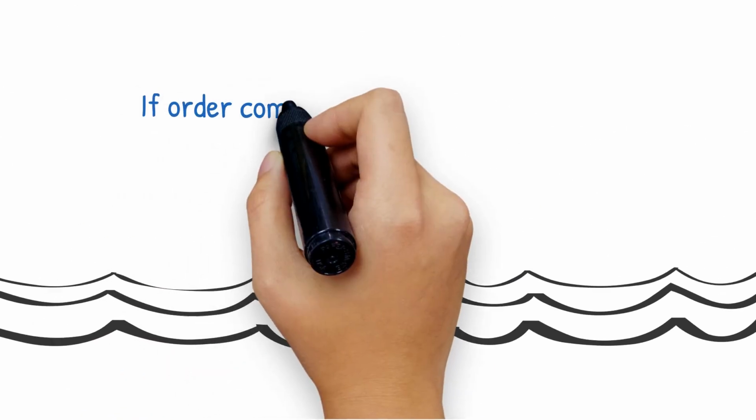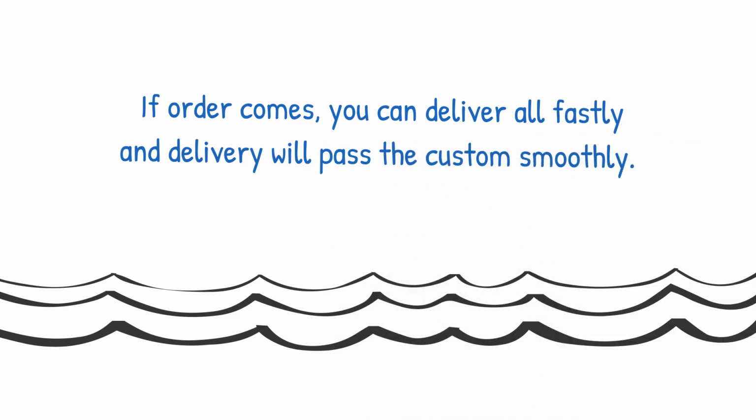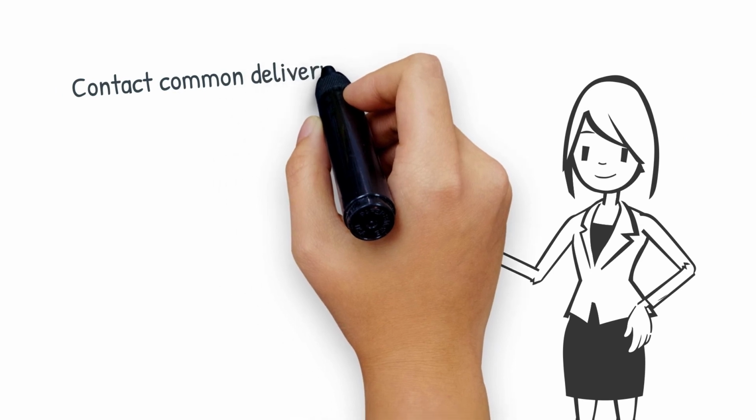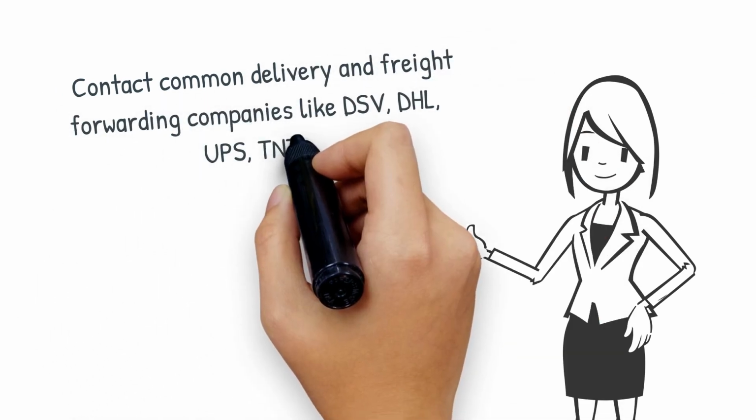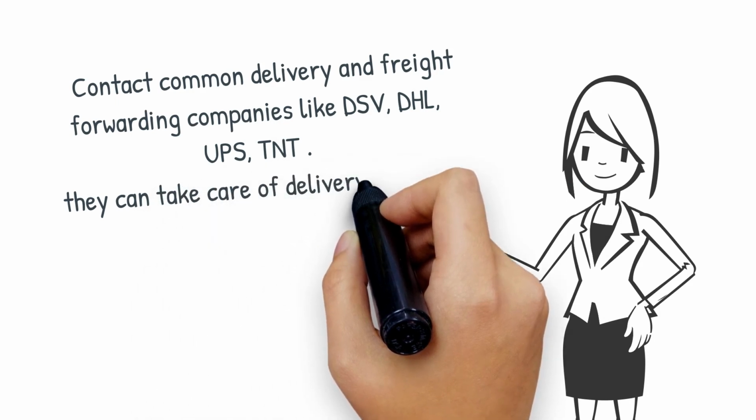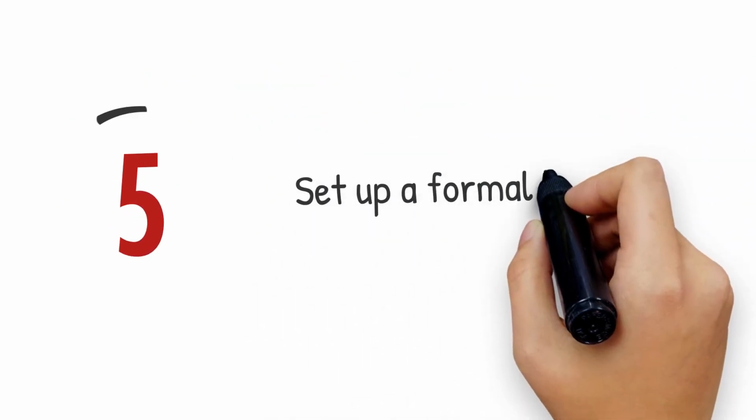So, if an order comes, you can deliver it fast, and the delivery will pass the customs smoothly. We advise to contact common delivery and freight forwarding companies like DSV, DHL, UPS, TNT. Contact them and explain your business and products. Usually, they can provide one-stop services, meaning they can take care of delivery, customs, documentation. Step 5. Set up a formal business.